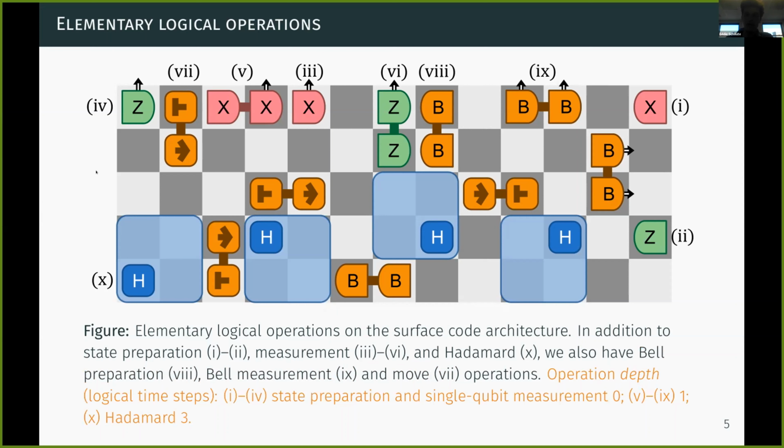Associated with these operations is a depth, because we are still interested in the space-time cost. The single qubit operations, such as state preparation and measurement, have a depth cost of 0, so they are logical time steps we can implement in negligible time. The 2 qubit operations all cost a depth of 1, and our Hadamard operation is actually the most expensive one, which has a depth of 3.